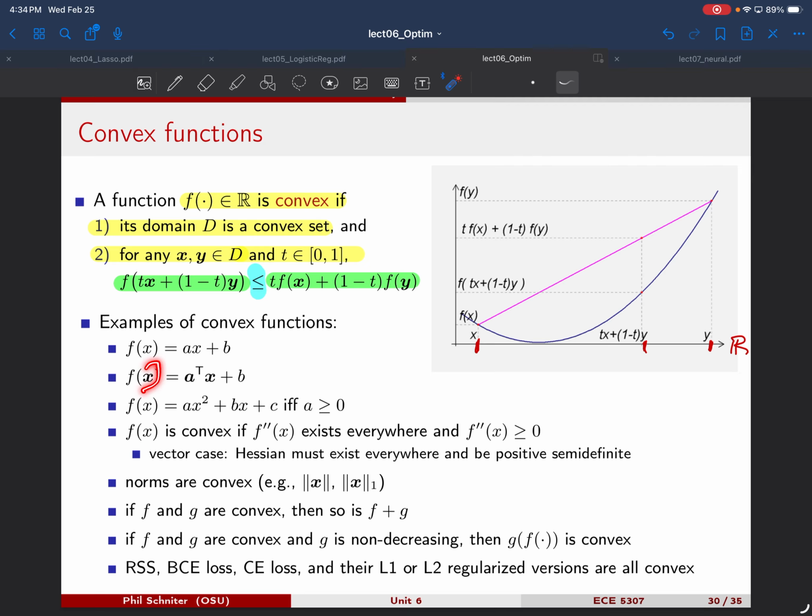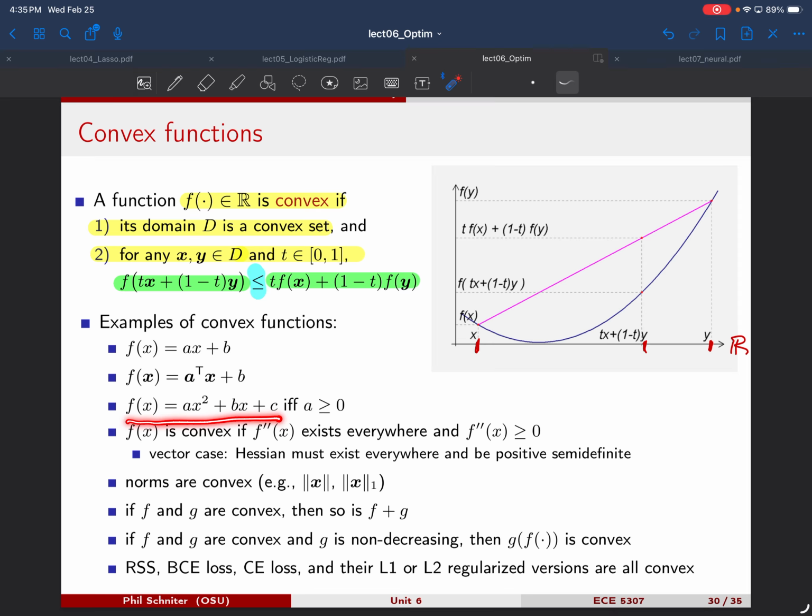Now, if we grow x to a vector and we make a linear function, notice we're always talking about scalar output functions, never more complicated. So in this case, we need to do some linear combination of our x's and then add another offset. So these functions are always convex.